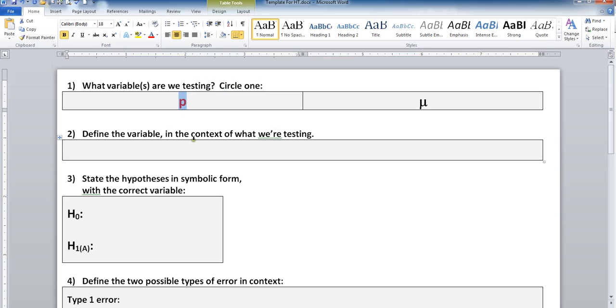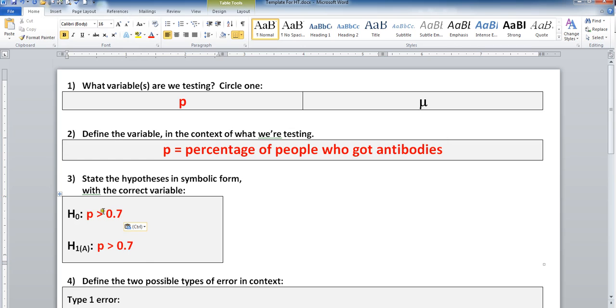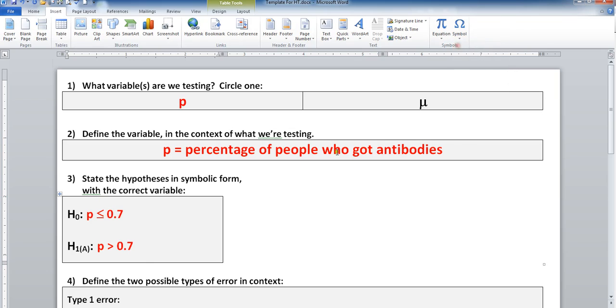What variable are we testing? Well, we're trying to see the percentage of people who got enough antibodies, in some phrasing of that sentiment. What would be enough? Well, that, as defined, was greater than 70%. That was the definition of what enough is. What is the opposite of that? Well, less than or equal to. Let's insert that symbol. Less than or equal to 70%. If you just put equals, that's fine too. But greater than 70 is definitely the claim we're testing.